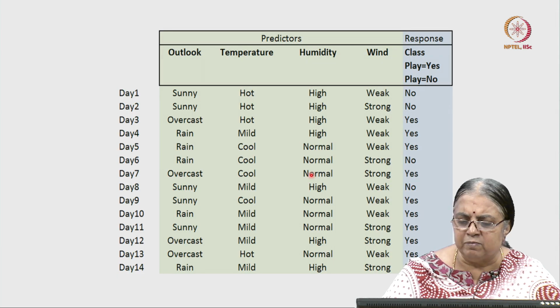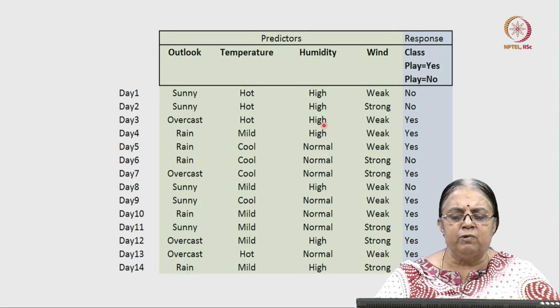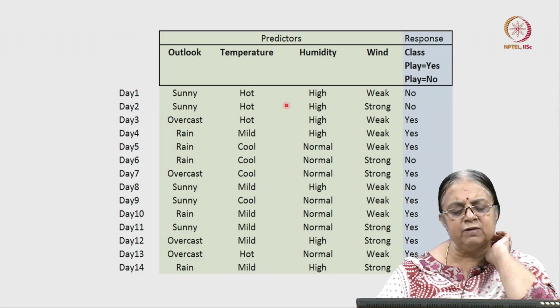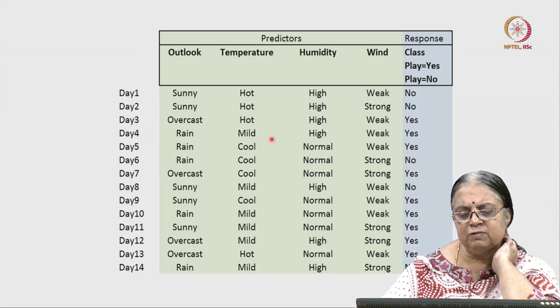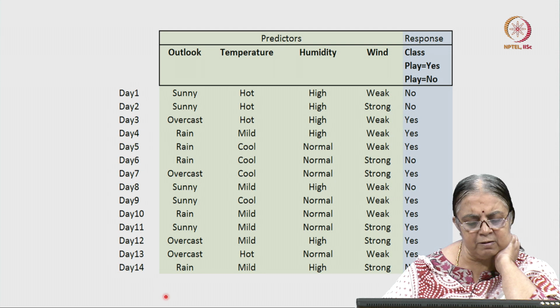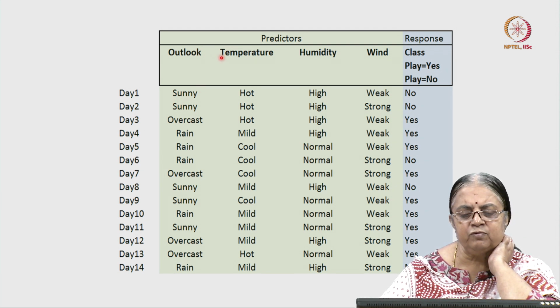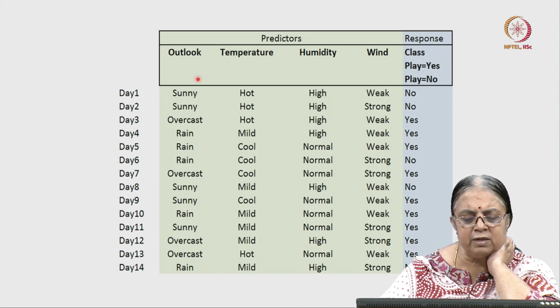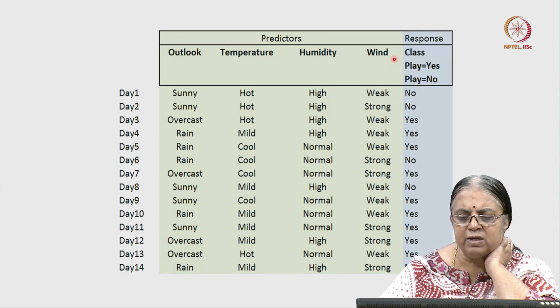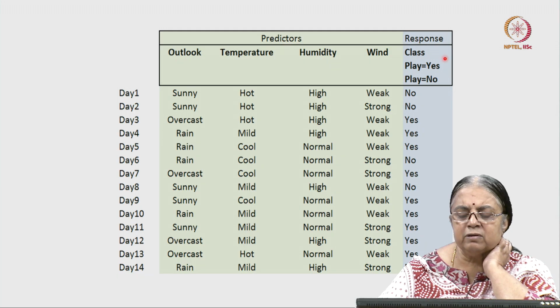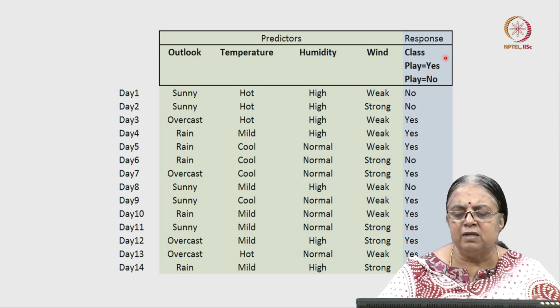Okay. So, here we are talking about one particular example. This is a very popular example which is used. So, we have 14 instances here. We have 4 features: outlook, temperature, humidity and wind, and outlook can take either sunny, overcast or rain, and temperature can take hot, mild or cool. Humidity can be high or normal, and wind can be weak or strong, and the class label that we get is either yes or no.